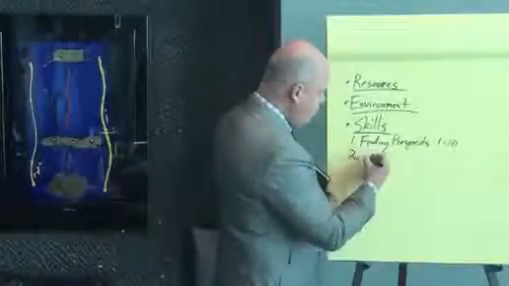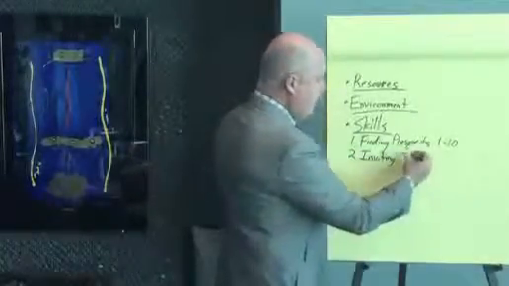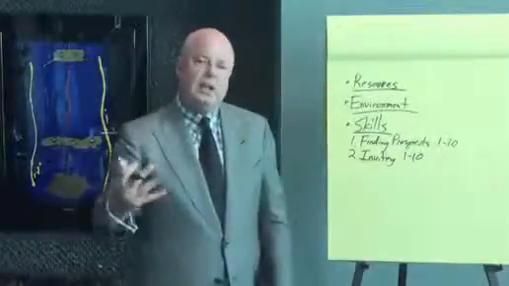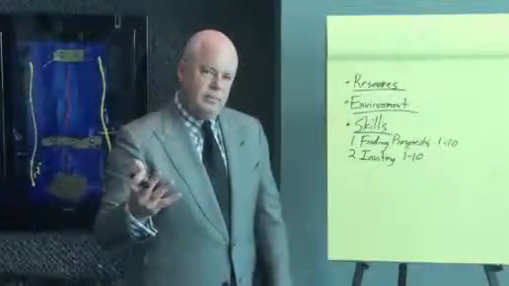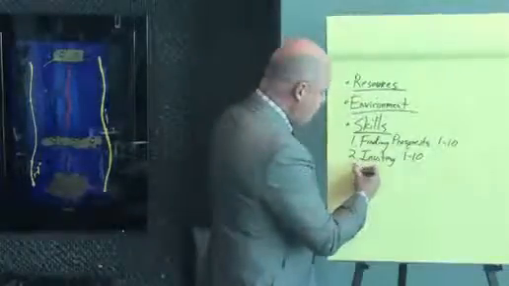Skill number 2, inviting. The gateway skill of network marketing, on a scale of 1 to 10. Where are you in inviting people to take a look at what you have when it comes to product or opportunity? 1 to 10, where are you? Right now, be honest. Skill number 3, presenting.